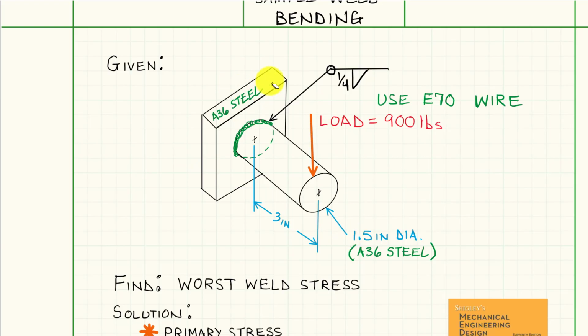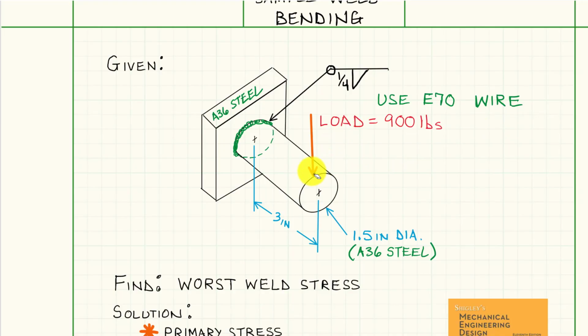Okay, here we have a problem where we have a plate made out of A36 steel. We have a round shaft, 1.5 inches in diameter, of A36 steel. And we're going to weld this part all here. Now, I can tell what kind of weld we're doing because we're doing an all-around weld, 1/4 inch fillet weld on this part. We're going to use E70 wire. We know what that is from a previous lecture.